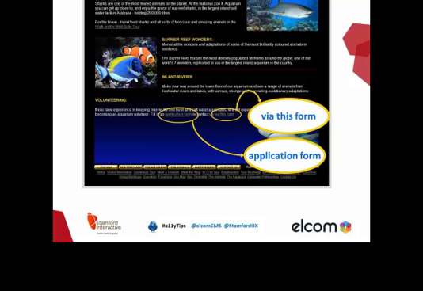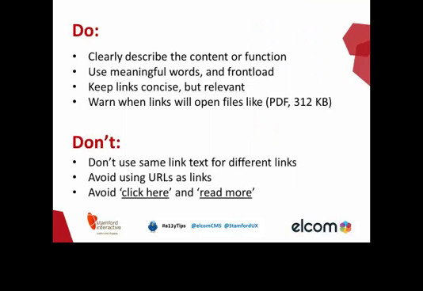So a couple of things to do. Clearly describe the content or the function. If it's going to go somewhere, let them know. So you often see styling or warnings that it's going to go to an external site. Use meaningful words. And what we mean by front load is you tell people up front what the action is going to be rather than being long-winded. Keep them concise but relevant, and warn people when it's going to be a document that is heavy to download so that they have the choice to commit to that click.